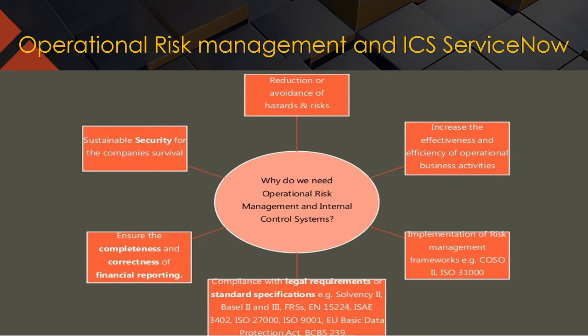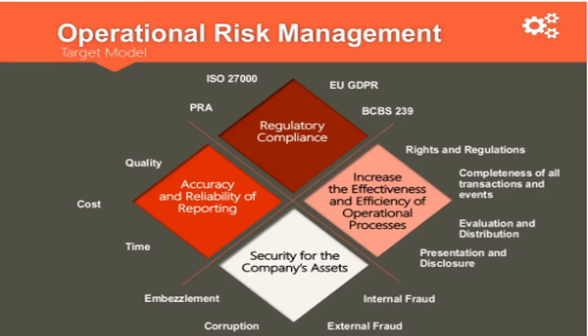First is the reduction and avoidance of hazards and risk. Sustainable security for compliance, ensuring the completeness and correctness of financial reporting, increasing the effectiveness and efficiency of operational business activities, implementation of a risk management framework, compliance with legal requirements, like there are standards such as Solvency II, Basel II, IFRS, ISO, whatever legal requirements we have. So that's why we need operational risk management, to analyze the risk of the operations.